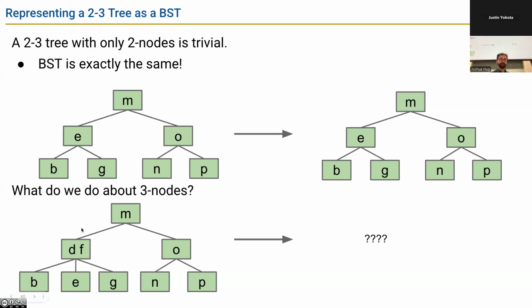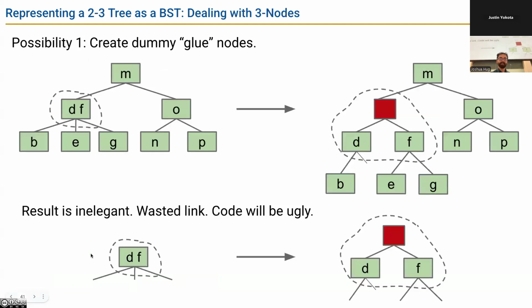But what about 3 nodes? How am I going to represent this with a binary search tree? What could I do? Sort of a weird thing. Okay. Well, one possibility is I'll just create like a virtual node. You've done a lot of homework too, hopefully. And you have this notion that, well, I'm just going to throw in this link or this node that has nothing in it. And all it exists to do is to bind D and F together.